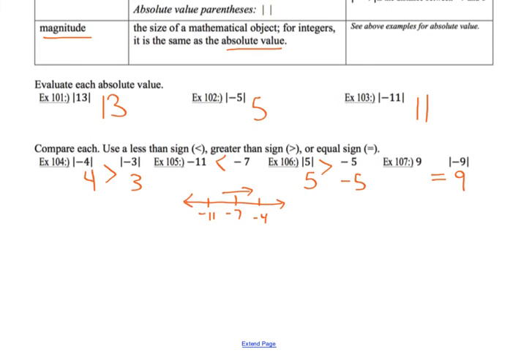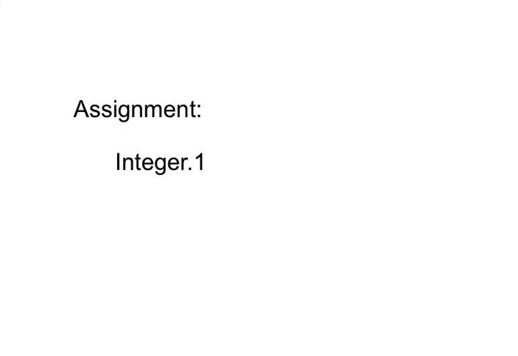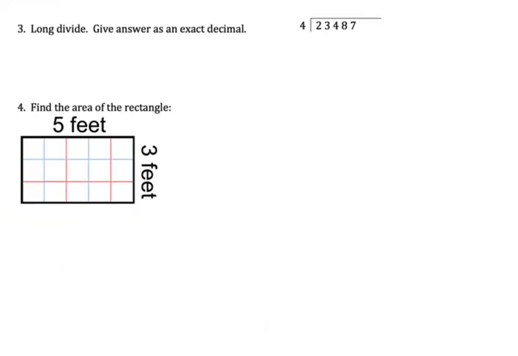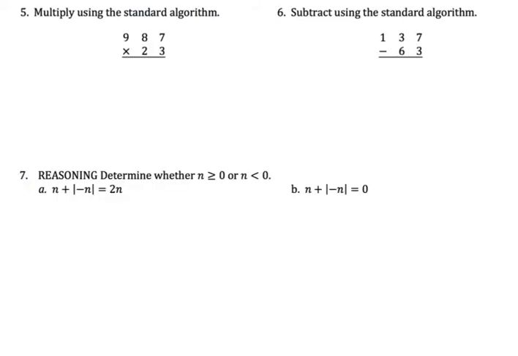Okay, you'll want to do the first assignment, integer 1. Number 1 on there, you're going to just evaluate, find the absolute value. Number 2, you compare, just like we did in the notes there. 3, 4, 5, and 6 are review problems. 3, get to long divide. 4, find the area of the rectangle. 5 and 6, looks like multiply and subtract.